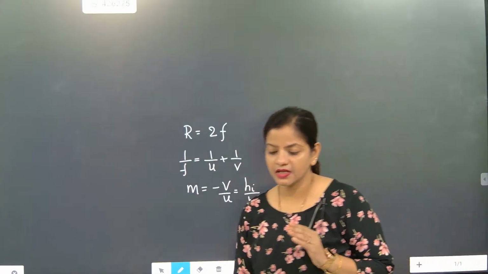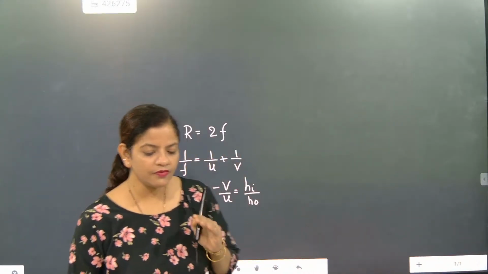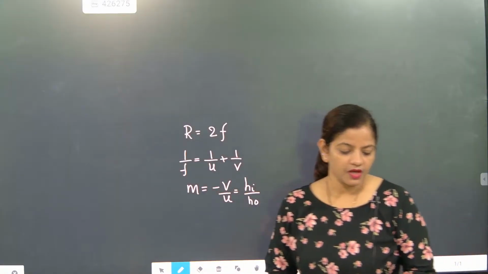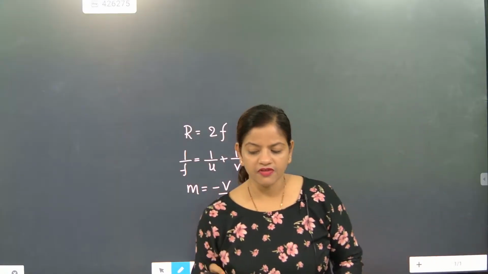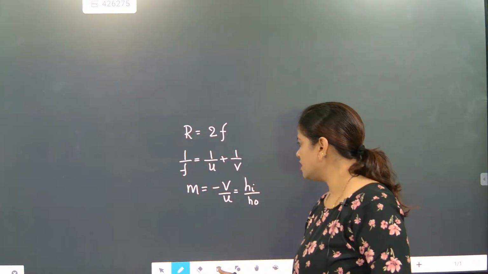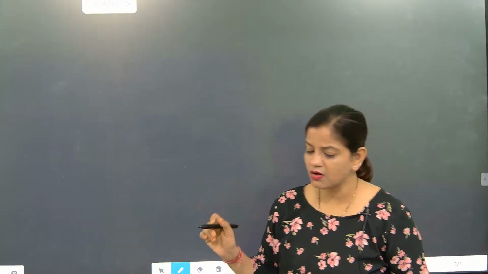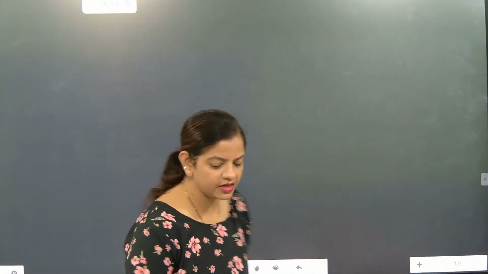So these are exactly the formulas with the help of which we are going to solve questions. Now, first question. A concave mirror. I'm writing the question. One by one we will do. Based on these formulas, how are we going to solve the question? Now look here. A concave mirror of focal length. So, just writing the question.